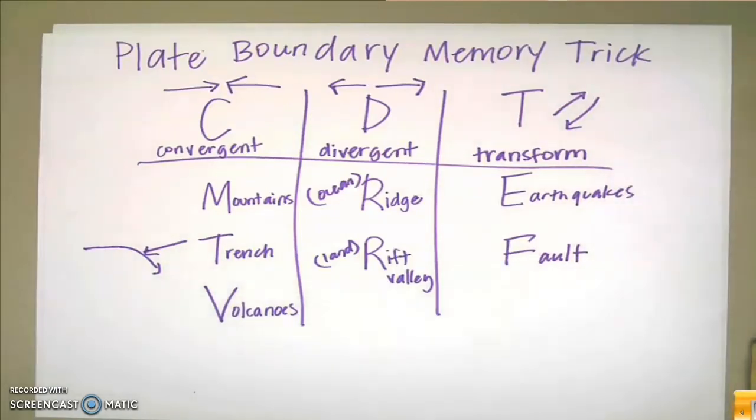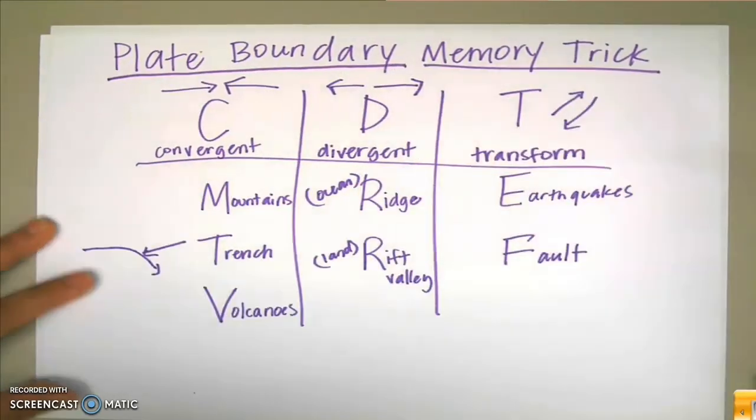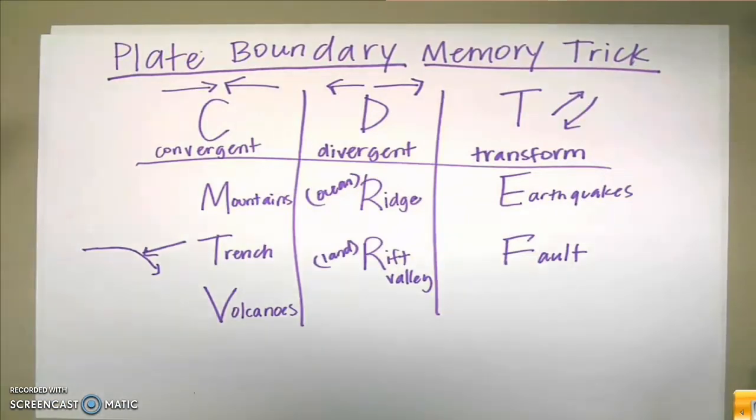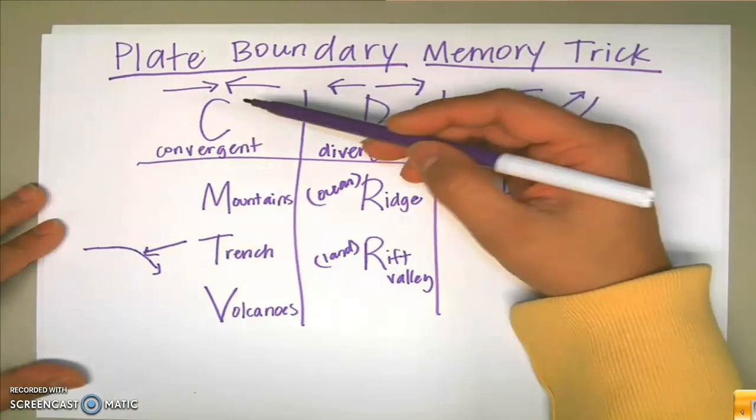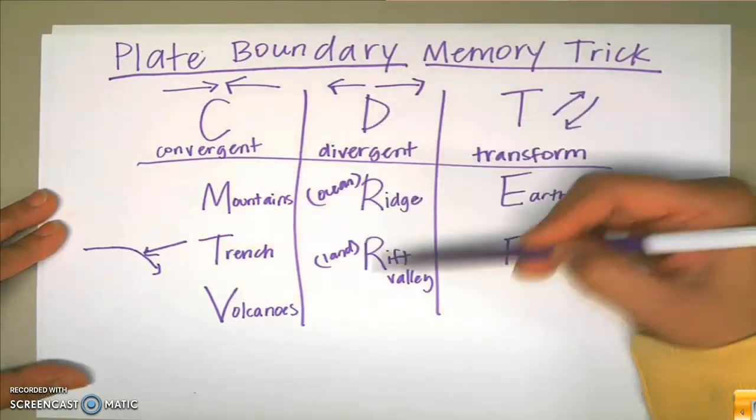So hopefully this helps you remember. Remember again, this is how to remember your plate boundaries. This is a quick memory trick. If you can remember the letters, then all the other words should come more easily whenever you see these main letters. So remember again, you see MTV, you go to the doctor.